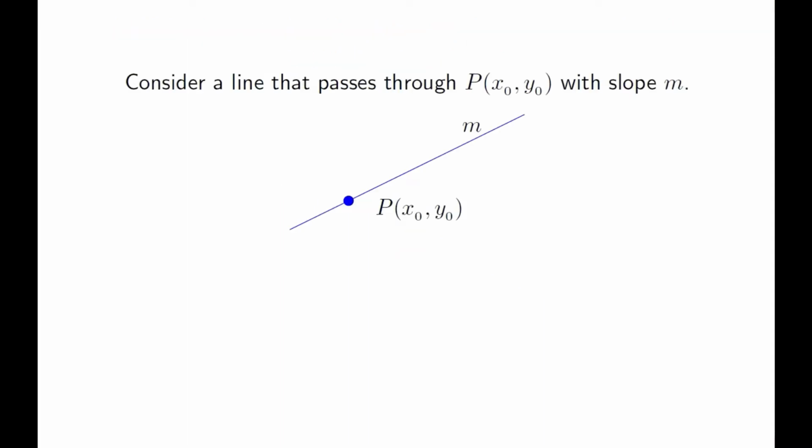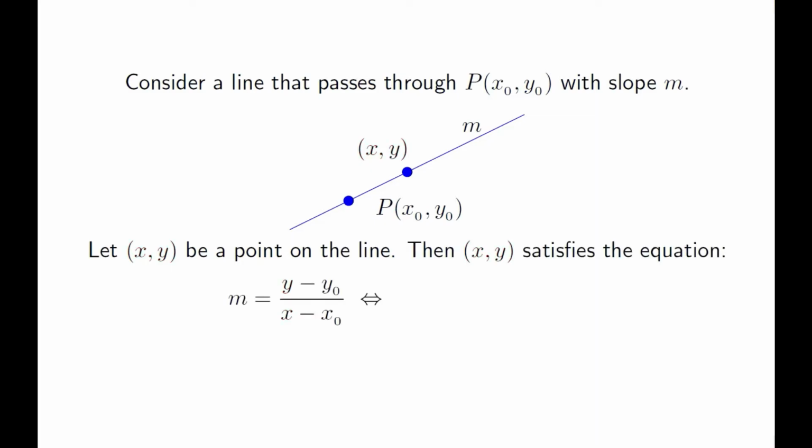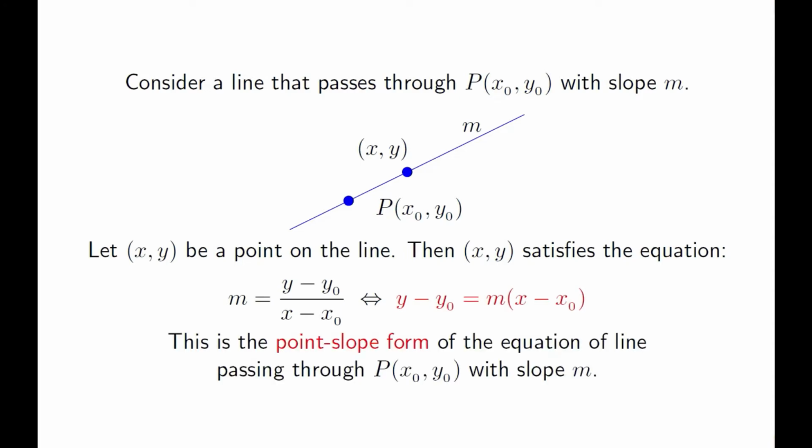Consider a line that passes through P with slope m. Let (x, y) be a point on the line. (x, y) satisfies the equation which in fact comes from the formula of slope. This is called the point-slope form of the equation of the line passing through P with slope m. Take note also that the general form of a line is the one with a zero right-hand side.